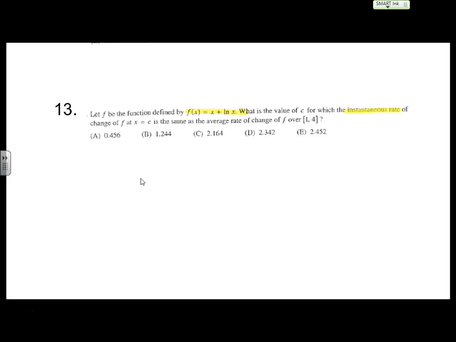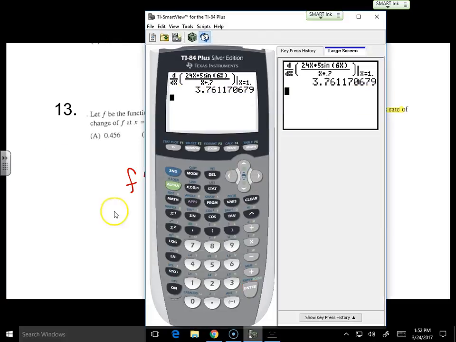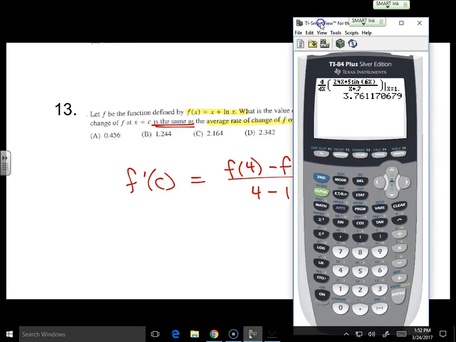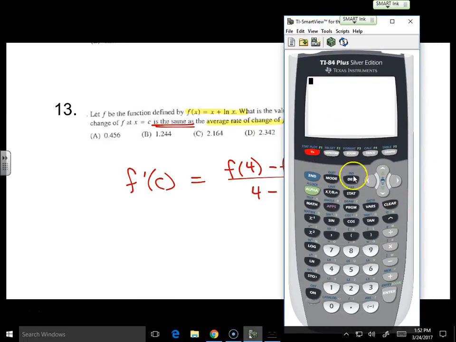When you see instantaneous rate of change, what do you think? Derivative. So, for which value is the instantaneous rate of change the same as what? Well, this isn't bad, is it, guys? Can I actually do this in my calculator? Oh, that's cool. Let's plug our function into our calculator into y1, right? My function is x plus ln of x.